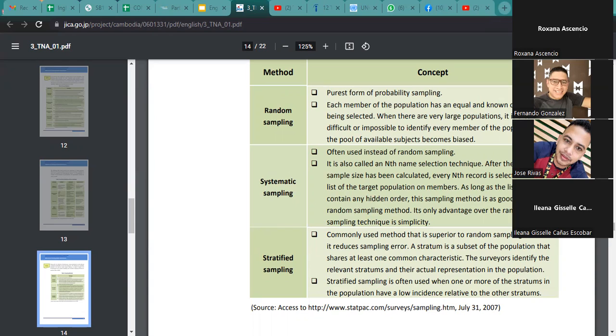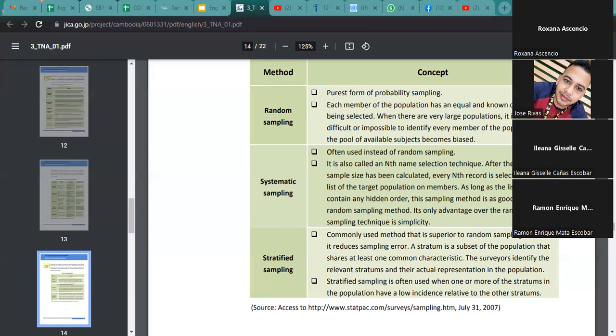Nth. Yeah, Nth is like no name. That is no name selection. So no name selection. Like, okay. But this method requires us to calculate the sample. And the last, stratified sampling, I understand that it's a method for gathering information, but directly from a stratum. That's it. Yeah, very good.